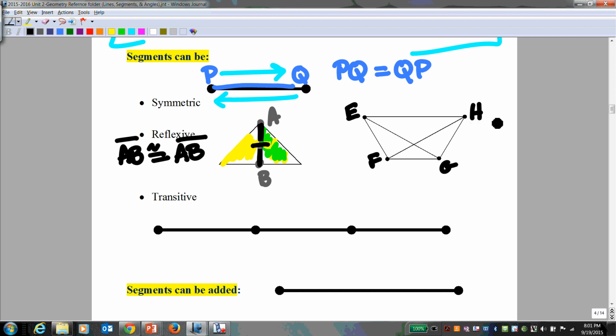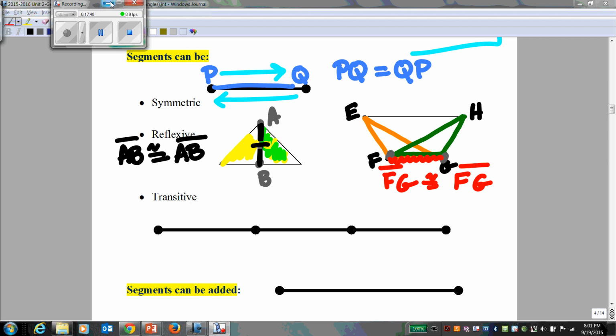Let me give you another example. If you have colors, this is helpful. Here we have a triangle EFG. Switch colors. And another triangle HGF. If you look very carefully, this segment FG is shared by both those triangles. That's all, again, called reflexive. So we would write it like this. FG is congruent to FG. So segments can be symmetric, reflexive.